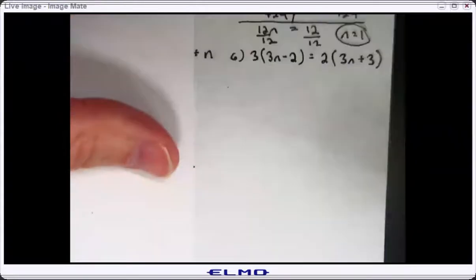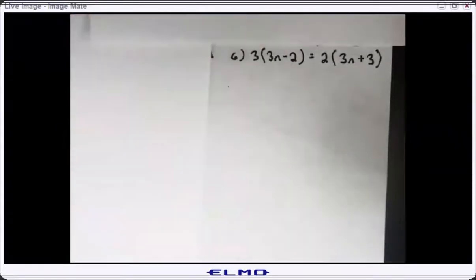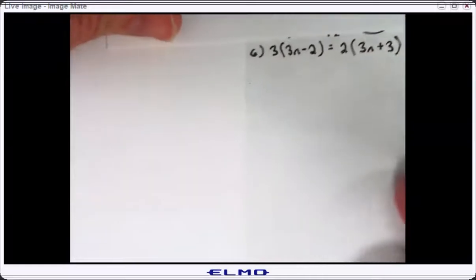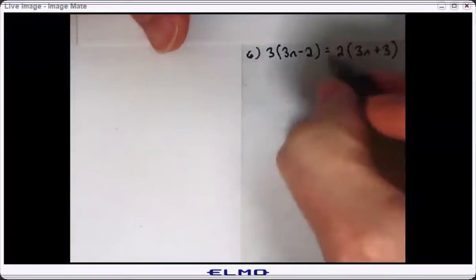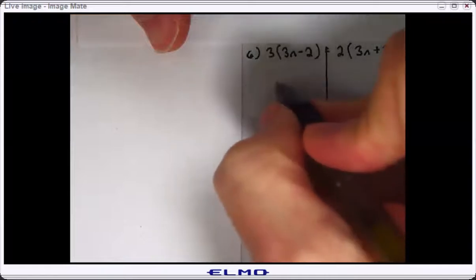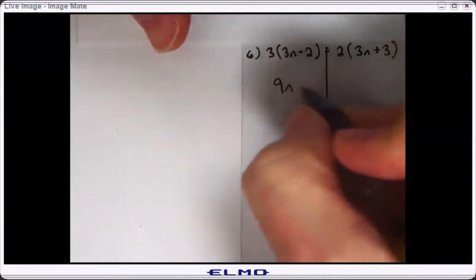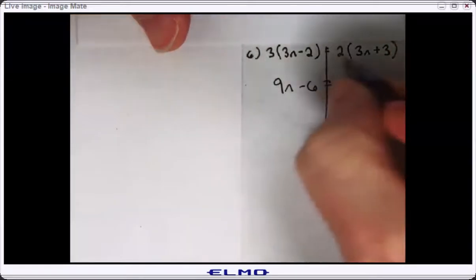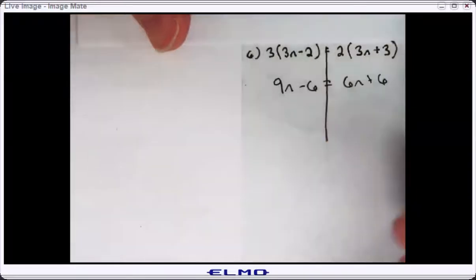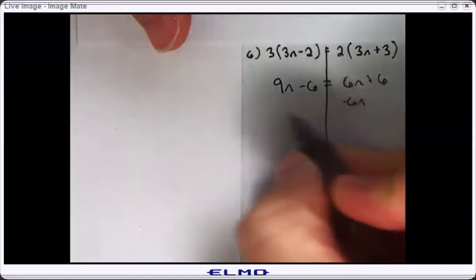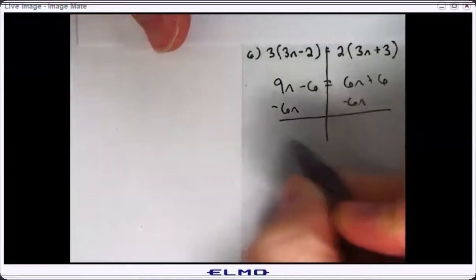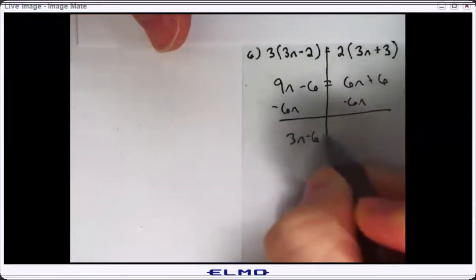And number 6. Whoops. On the left side, 3 times 3n is 9n. 3 times negative 2 is negative 6. 2 times 3n is 6n. 2 times 3 is 6. Put it on the side that results in a positive. So I'm going to move it to the left side by subtracting 6n from both sides.